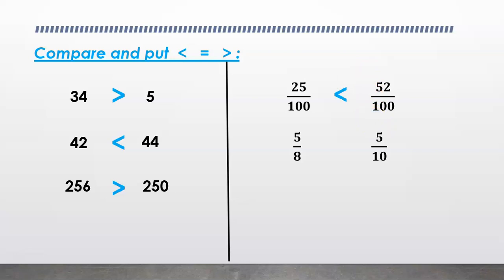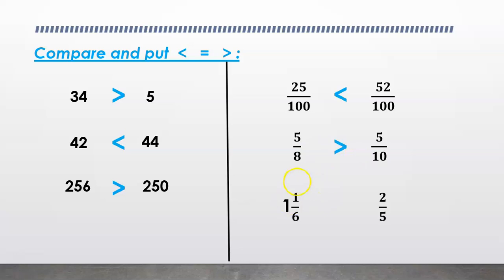Okay, 5 over 8 and 5 over 10. Here the numerator is the same. Then it's a crazy fraction, remember? Crazy fraction. Then the greater will be the smallest denominator. 10 will be less than 8 because it's crazy, right? Okay.